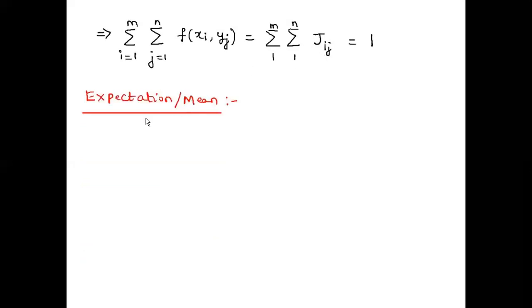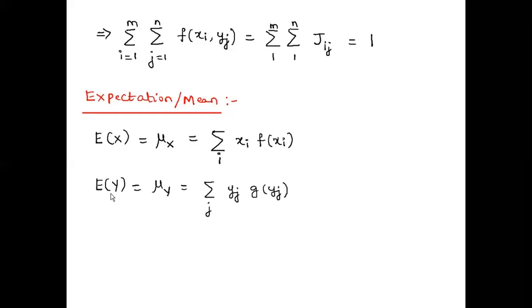Next, we'll note down the notation for expectation or the mean. Expectation of x is given by E of x, or mu x, the summation of xi into f of xi. Similarly, expectation of y, E of y, or mu y, the alternate notation, where mu is the mean, is given by summation over j of yj into g of yj. So E of x into y, the product, is given by summation over i comma j of xi into yj into jij. Using the joint probability distribution table, this can be obtained. So these are the formulas for expectation, the mean.